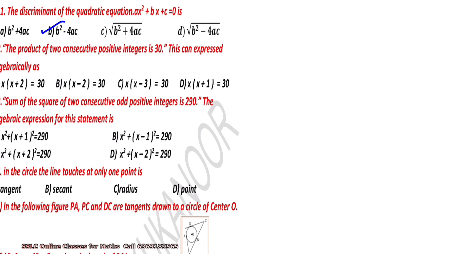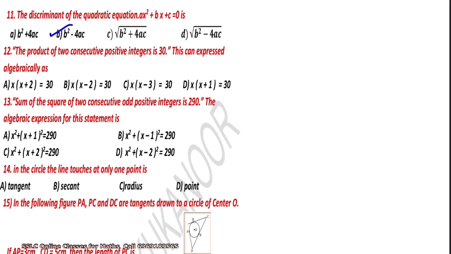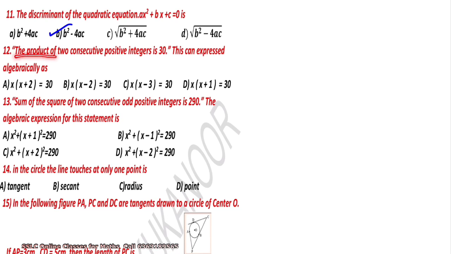Now question number 12. The product of two consecutive positive integers is 30. This can be expressed algebraically as, means we need to express the equation algebraically. See the line, the product of two consecutive positive integers. What does consecutive mean? One after the other. Positive means all the numbers are positive. If I start from 1, consecutive means next number 2, next 3, 4, 5, 6, continuously one after the other, consecutive numbers.